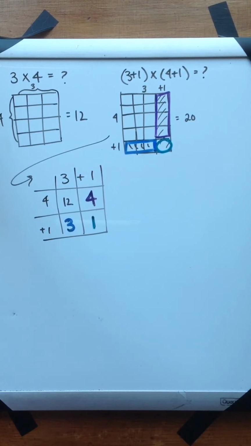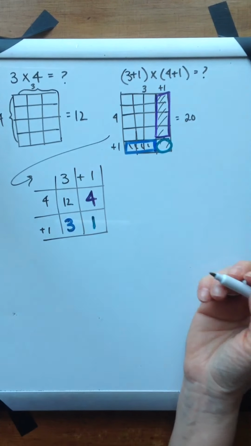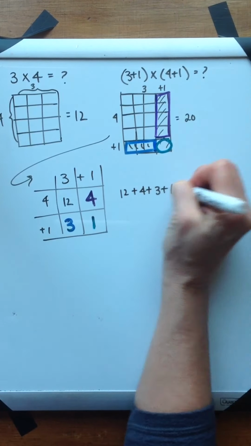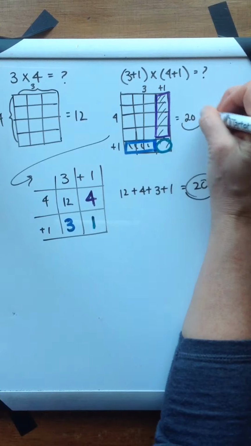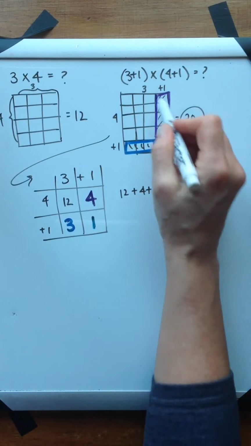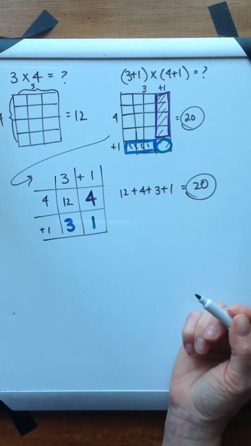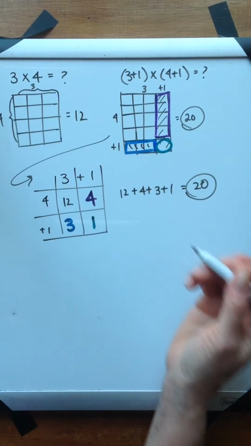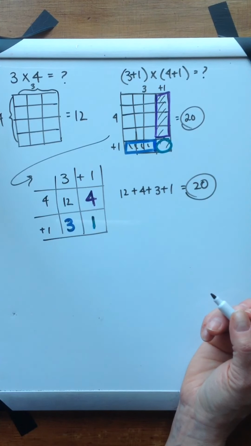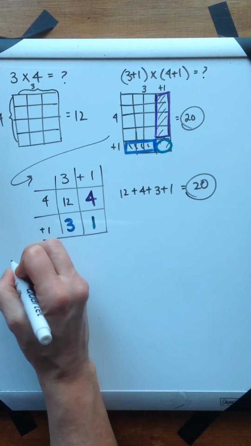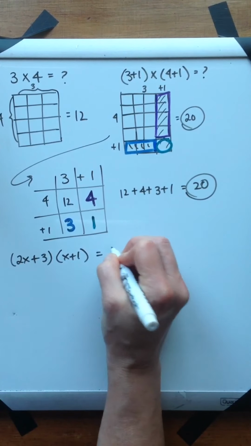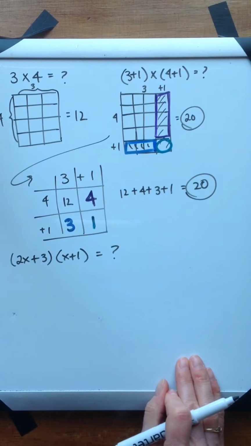And we know that we got 20 in the previous example by adding up all of those individual blocks. So 3 plus 1 times 4 plus 1 has to be equal to 12 plus 4 plus 3 plus 1, or guess what? It also equals 20. Okay? But we wouldn't have to show every single block in order to get the same result. So what if, instead of working with simple 3's and 4's and constant values, what if we worked with some variables? What if I said to you, I wonder what 2x plus 3 times x plus 1 is equal to? Could we set it up in a similar manner?